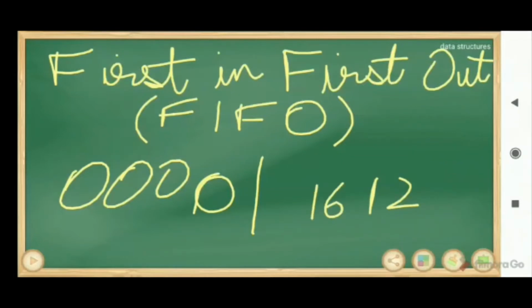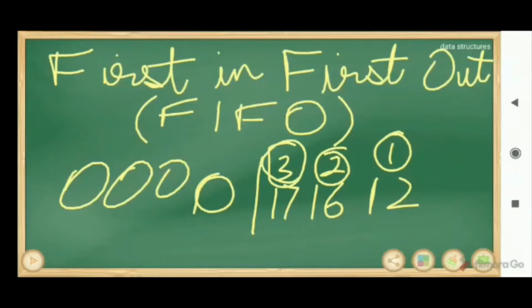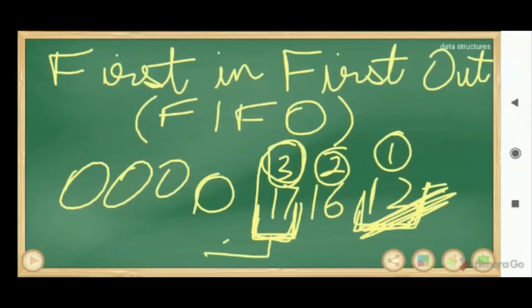For example, we have random numbers, and this is the first number we inserted, this is the second number we inserted, and this is the third number we inserted. So in the queue, this number, this 12, is the front of the queue and will get displayed first, and this is the rear end of the queue, the last number we inserted, and it would be accessed the last.